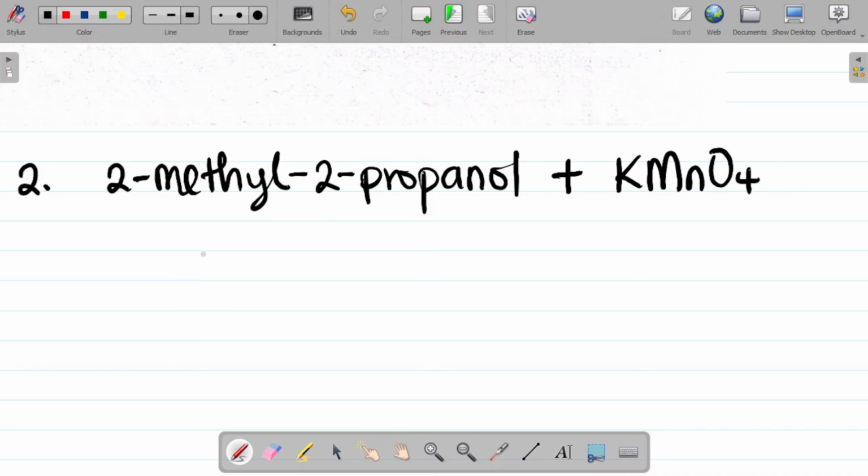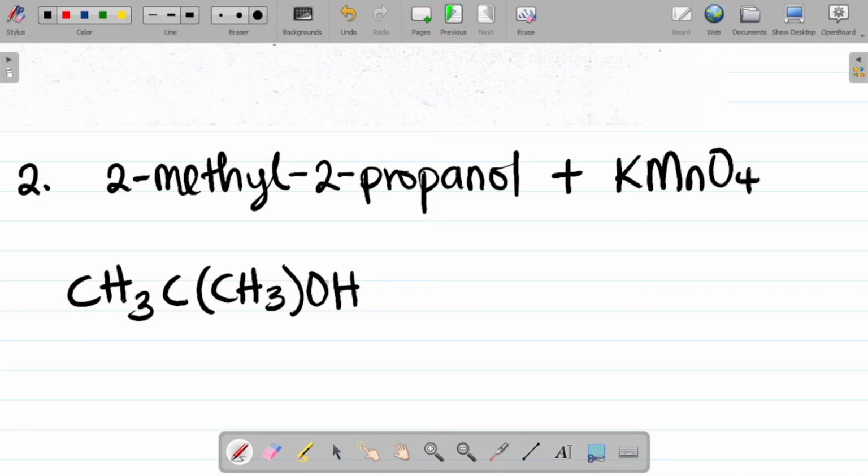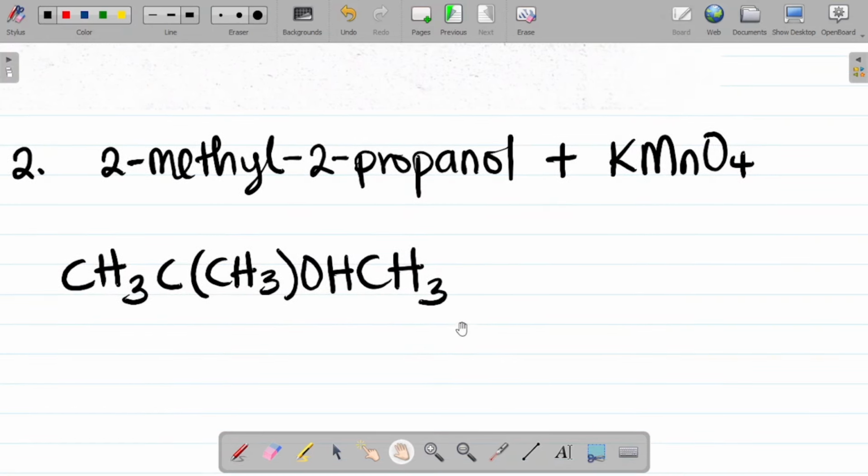So 2-methyl-2-propanol would be this, simply CH3 C CH3 OH and then CH3. All right, so this is the condensed formula for 2-methyl-2-propanol. If I react this with potassium permanganate, now, this is a tertiary alcohol, and when I reacted this, what you observe is that there's no reaction.